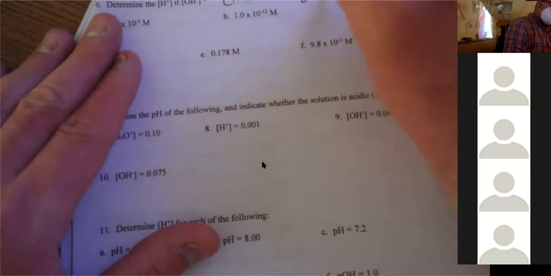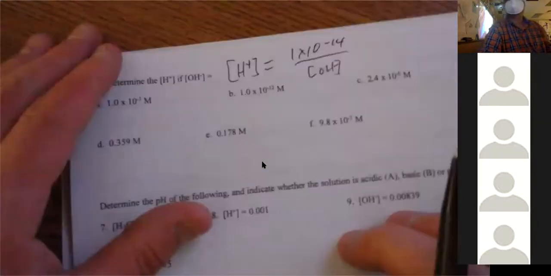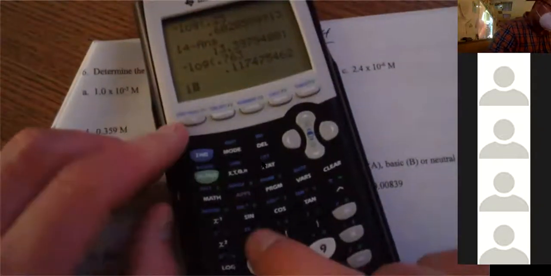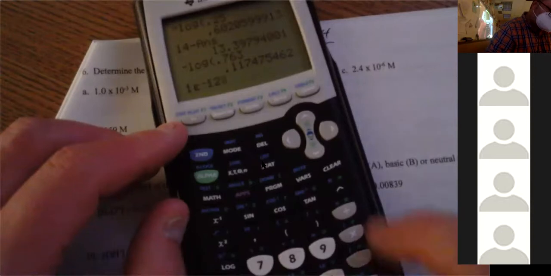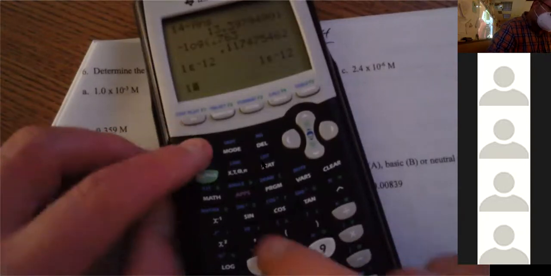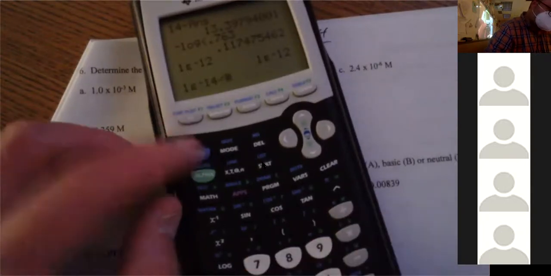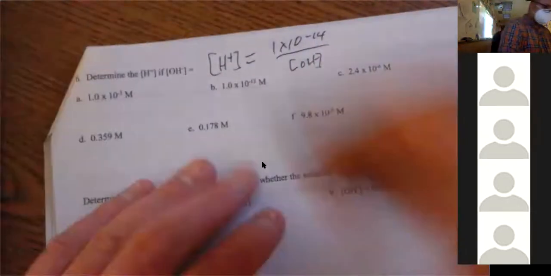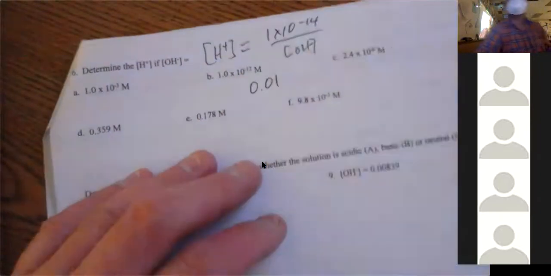Determine the hydrogen ion concentration if the hydroxide concentration equals that. So H plus equals 1 times 10 to the negative 14th divided by the hydroxide ion concentration. The hydroxide concentration is 1 times 10 to the negative 12th. We're going to take 1 times 10 to the negative 14th divided by that. We get 1 times 10 to the negative second, or 0.01.